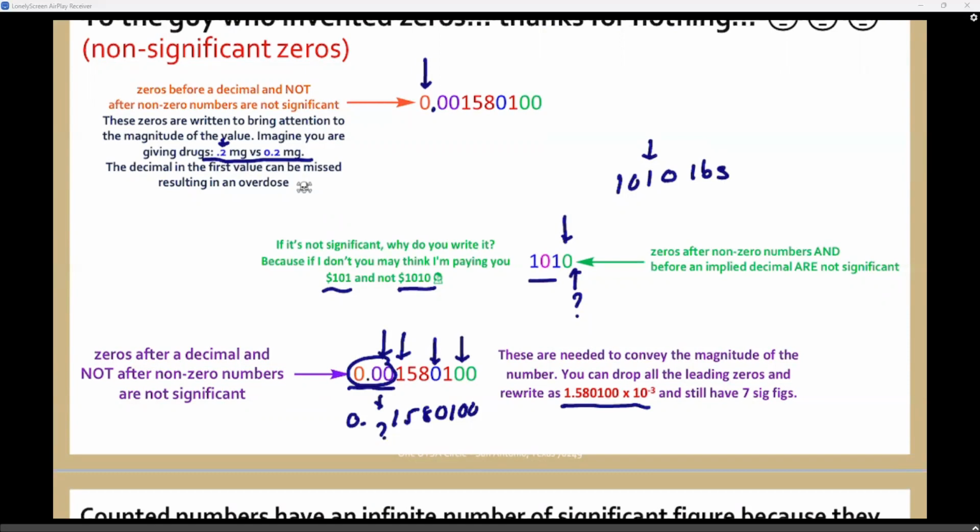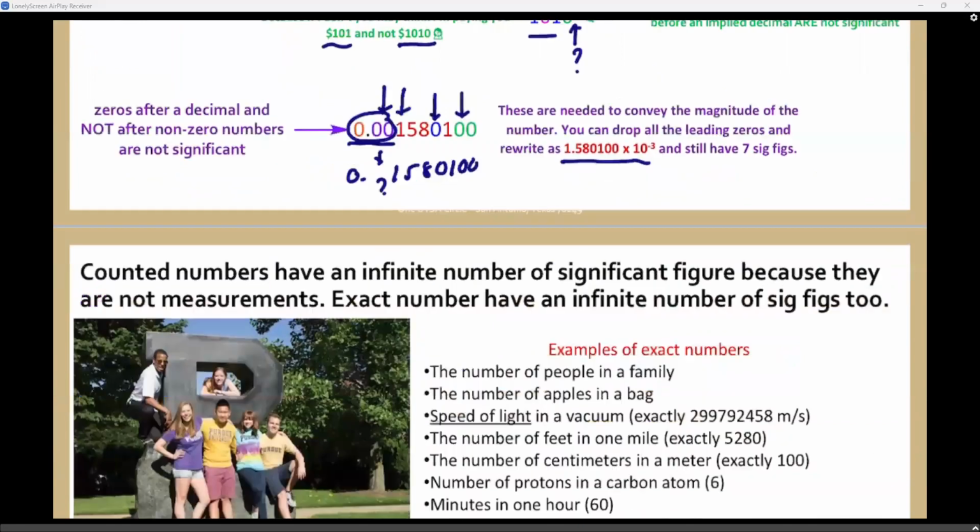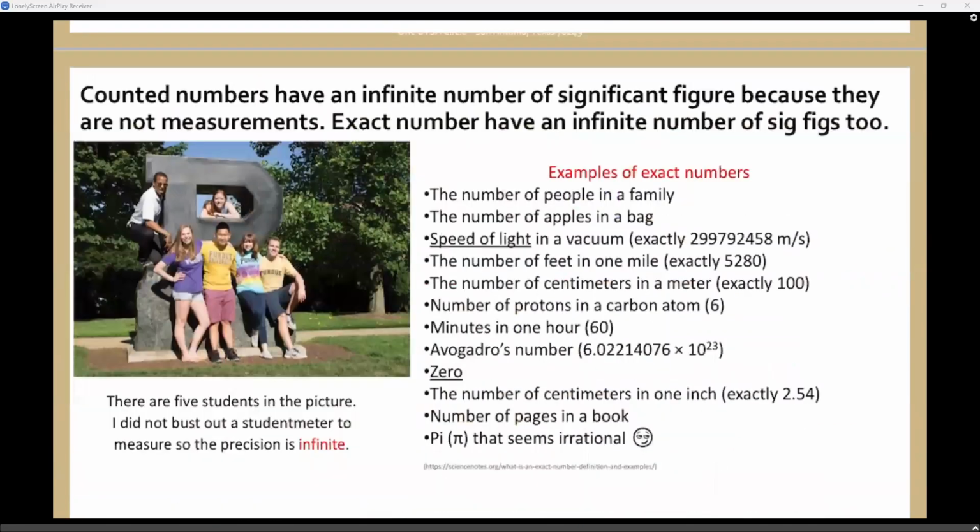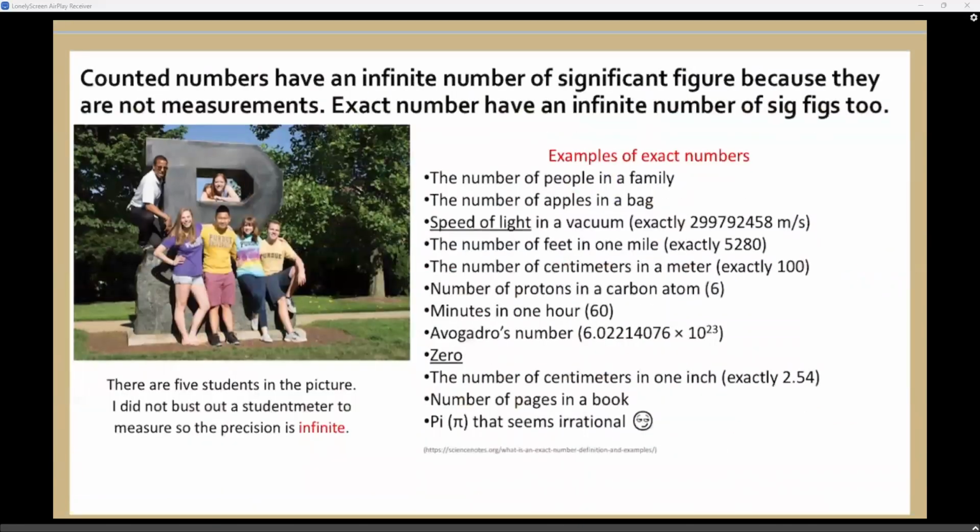Now, significant figures only apply to measurements. So when we have values that are not measured, the rules of significant figures do not apply. So they are said to have an infinite number of significant figures. For example, I can easily count 6 students in this photo. I didn't have to bust out a student meter. Okay, I just know that there's 6 students. Exactly. No more, no less.